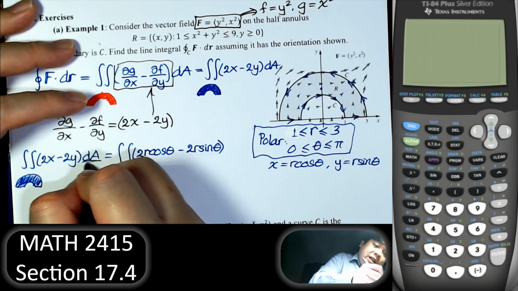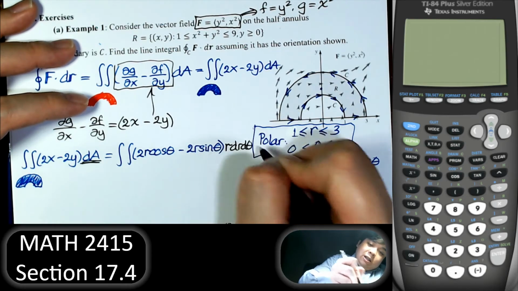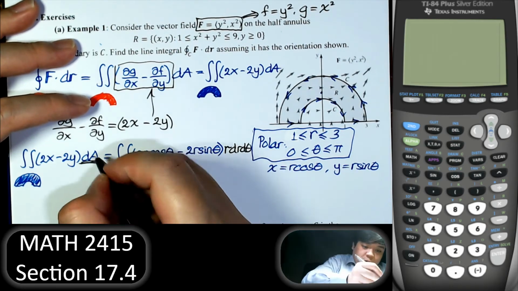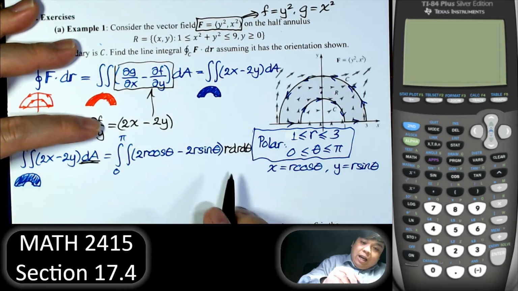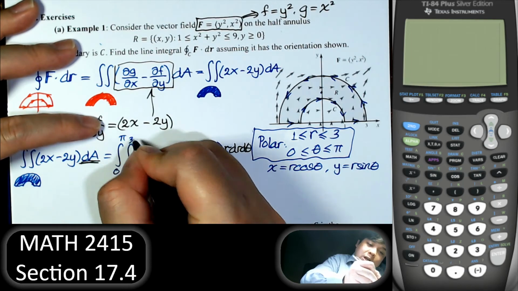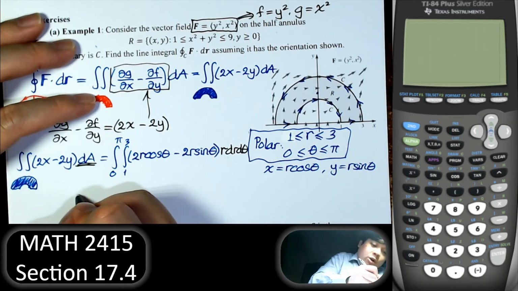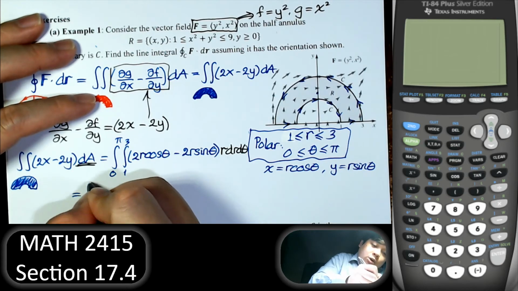Don't forget the r dr d theta. So the limit for theta goes from 0 to pi, and the limit for r goes from 1 to 3. The limits are constant and the function is separable, so I will factor out the 2r.